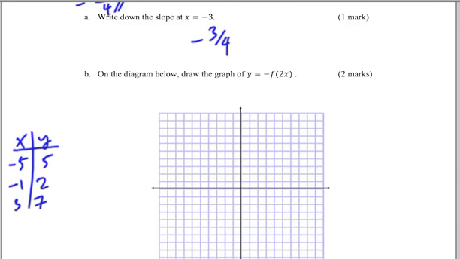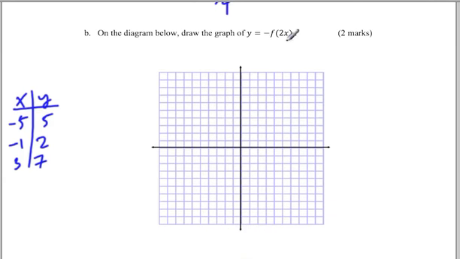Okay, so now basically you just have to create your x-y plot. So this negative here, since it's on the outside, it means it affects the y's. And there's no vertical stretch, so it's simply negative y. Now f of 2x, what it means is that it's a horizontal stretch of a half. Remember, whenever it's in the f, that's the only time you do that reciprocal, so it's half x. So all we're doing is it's negative 5 times half, which is negative 2.5.